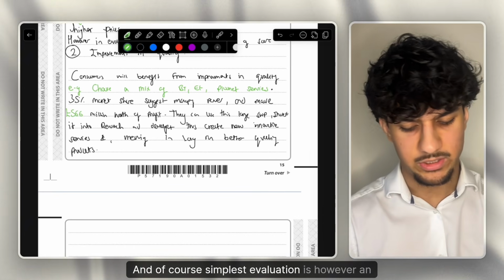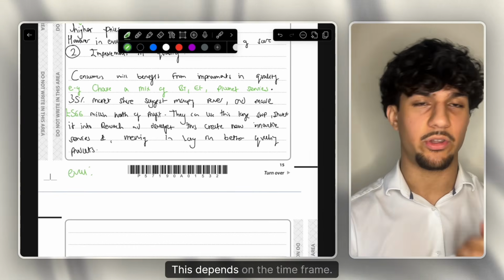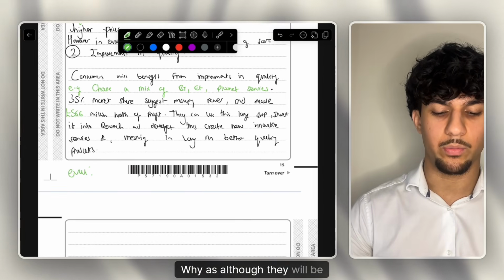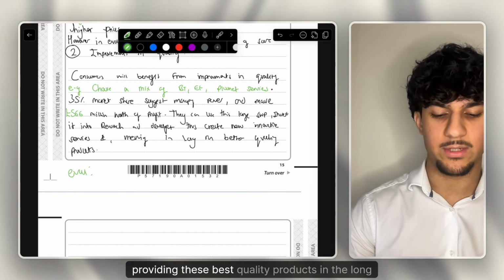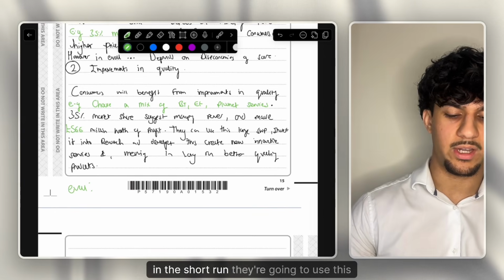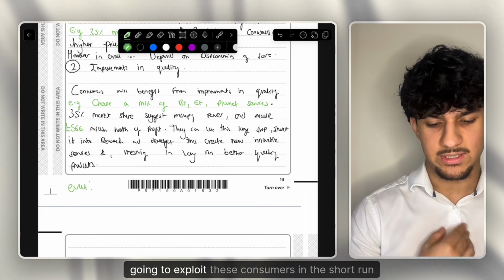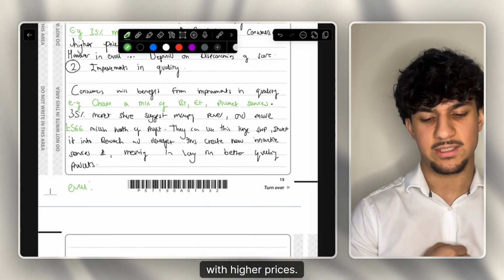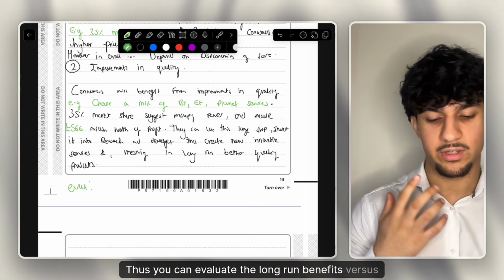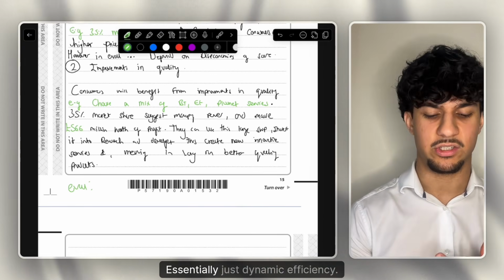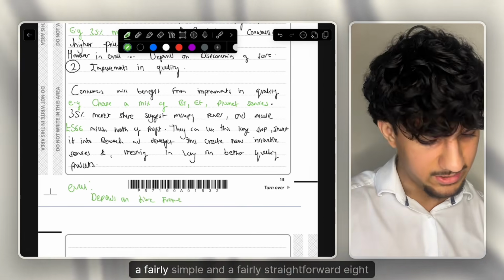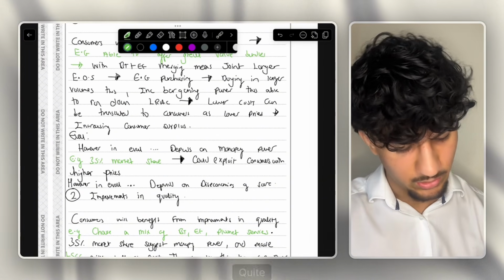And of course, the simplest evaluation is, however, in evaluation, this depends on the time frame. Why? Although they will be providing these better quality products in the long run, in the short run, they're going to use this monopoly power. They're going to exploit these consumers in the short run with higher prices. Thus, you can evaluate the long run benefits versus the short run costs. So essentially just dynamic efficiency. But yeah, a fairly simple and straightforward 8-mark question there. Quite a nice one, I would say.